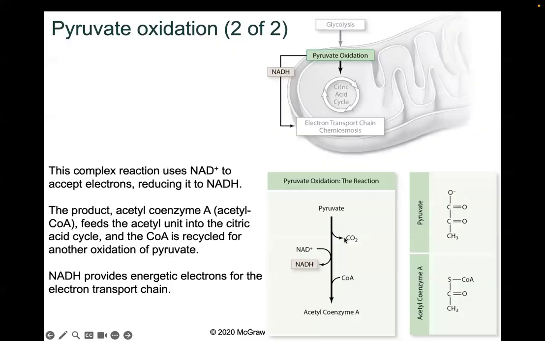This is literally a series of 3 intermediate reactions, where pyruvate is first decarboxylated: you remove a CO2. When you remove a CO2, you're kind of oxidizing it, so electrons are being passed to NAD to create NADH. You now have this 2-carbon molecule, and you add a CoA enzyme. So it's a 3-step process: decarboxylation, removing CO2, where the electrons, when they're removed, are passed to NAD to create NADH, and now you add a CoA enzyme. So this is what you get. This is called pyruvate oxidation.